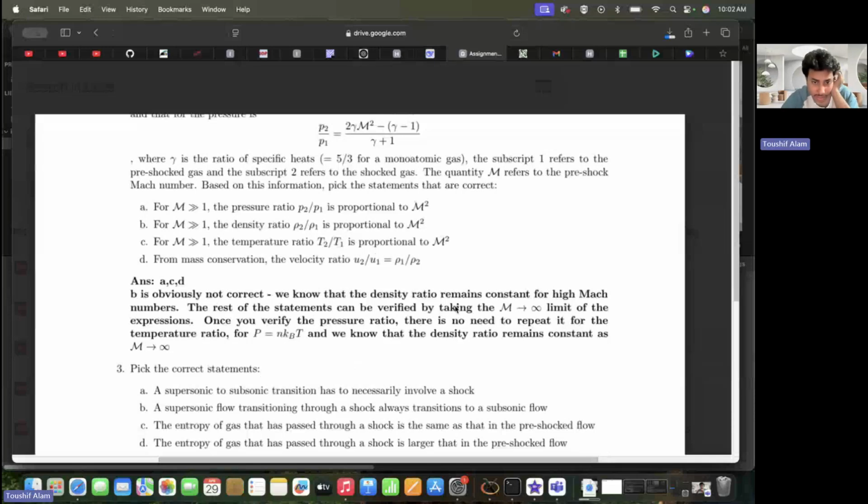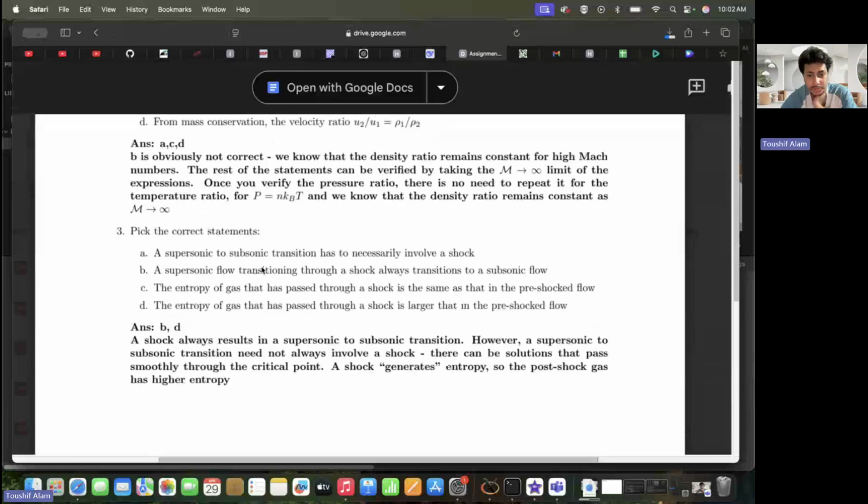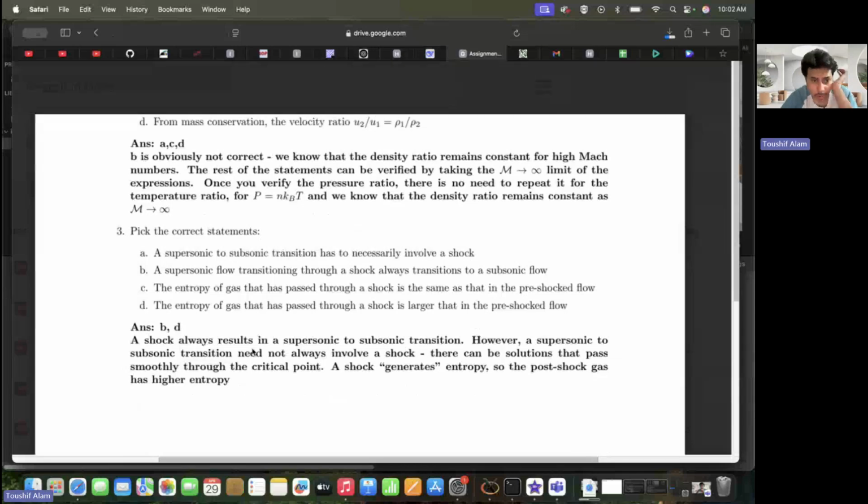The entropy of gas that has passed through a shock is larger than that of the pre-shock flow. A supersonic to subsonic transition does not always involve a shock, but a shock always results in a supersonic to subsonic transition.